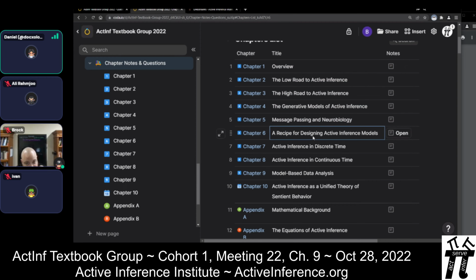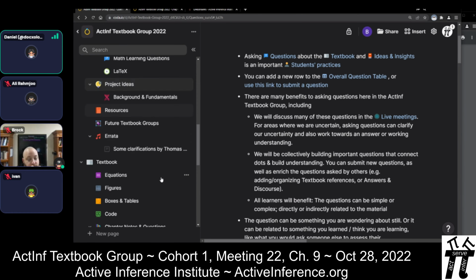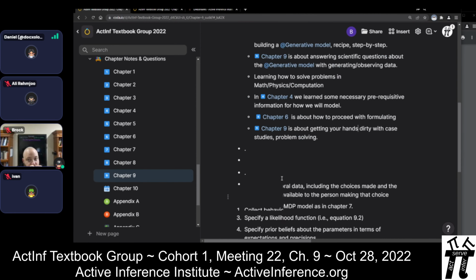Second half of the book. This is the part where you're going to be playing through these applied aspects of modeling, in parallel, perhaps on your first reading, but perhaps not. First is the recipe for designing active inference models in Chapter 6, as both of you have very nicely said.